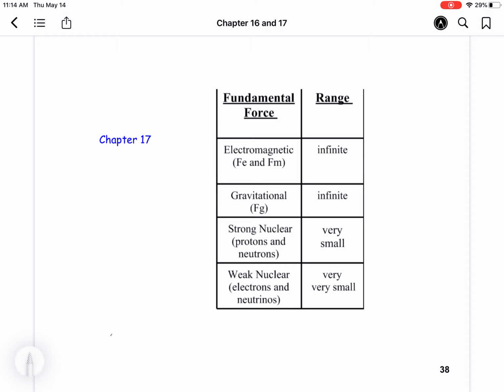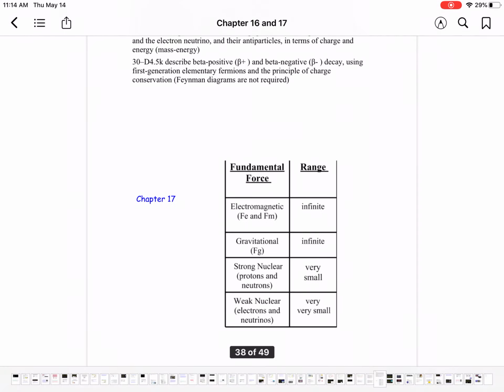And then for the very, very small, you have the strong nuclear force, which keeps the nucleus together, and the weak nuclear force, which governs what electrons, neutrinos, and that kind of thing do. So there's this concept between all those things. Those are the four fundamental forces of nature. All other forces are a result of either chemistry or these.